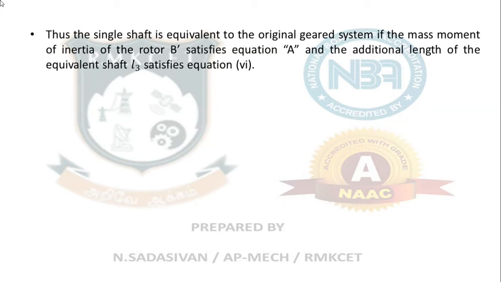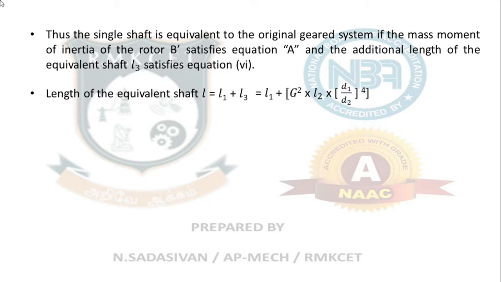Thus the single shaft is equivalent to the original geared system if the mass moment of inertia of the rotor B dash satisfies equation A. I will go back and see what equation A is. I am running out of time, 20 minutes over, and I want to do some problems. The length of the equivalent shaft L is equal to L1 plus L3. Instead of L3, I am substituting the formula I have just derived.